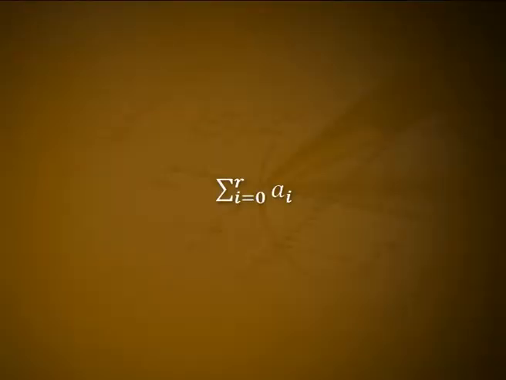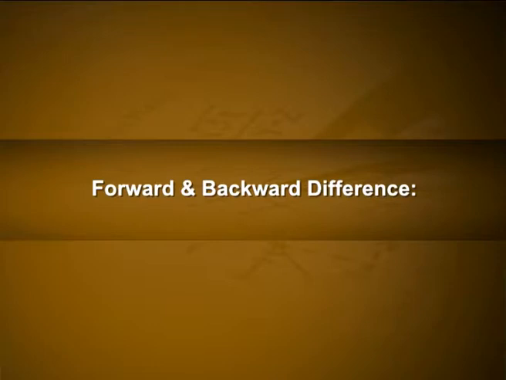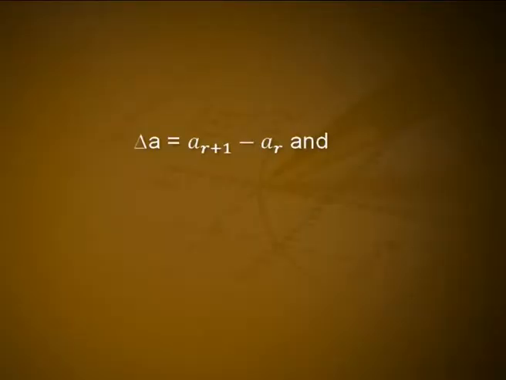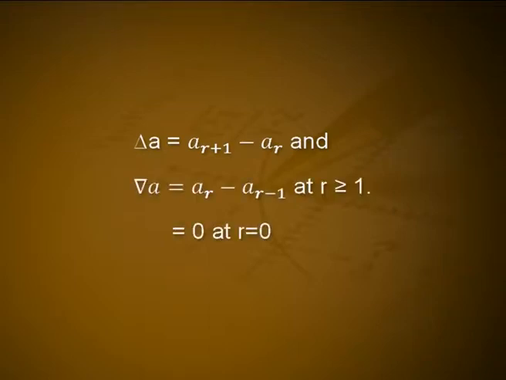Accumulated sum. The accumulated sum of a numeric function a is a numeric function whose value at r is equal to the summation of a(i) for i equal to 0 to r. Forward and backward difference. The forward and backward difference of a numeric function a is a numeric function denoted by Δa and ∇a respectively, whose value at r is: Δa is equal to a(r + 1) - a(r), and ∇a is equal to a(r) - a(r - 1) for r ≥ 1 and 0 at r equal to 0.